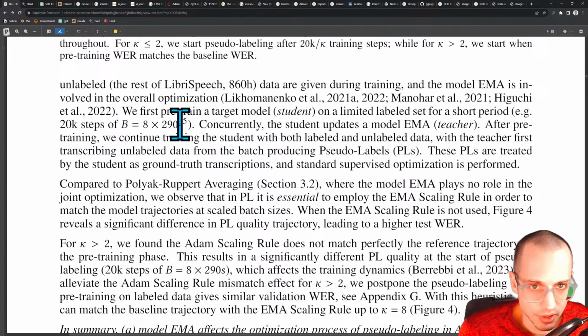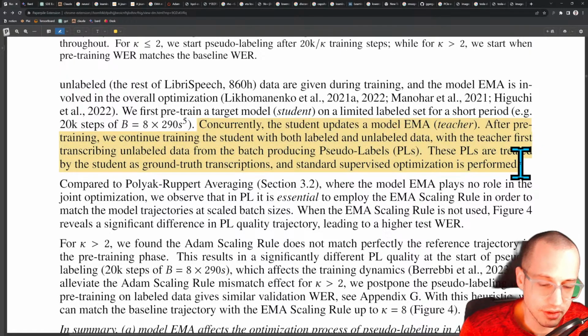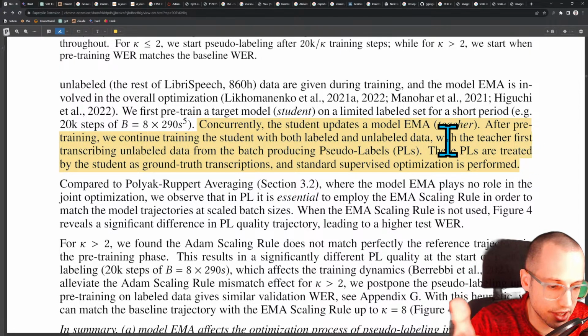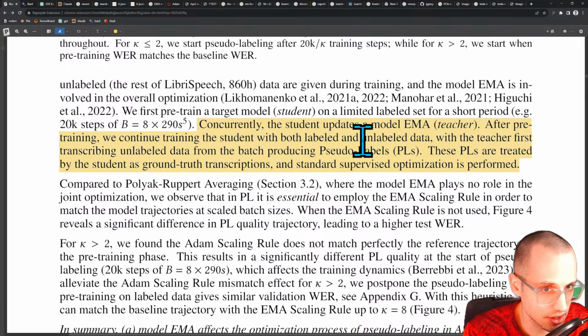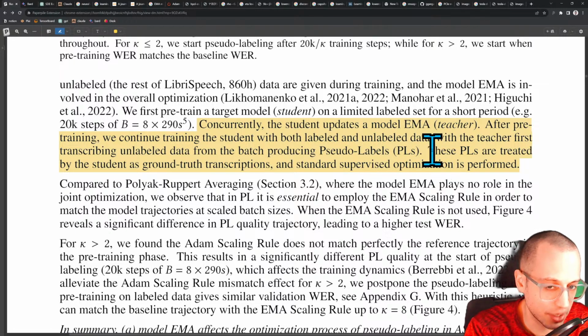Okay, blah, blah, blah. Student updates and model EMA. After pre-training, we continue training the student with both labeled and unlabeled data. The teacher first transcribes unlabeled data from the batch, producing pseudo-labels. So this is the pseudo-labeling that they were describing, where the teacher, which is the exponential moving average, labels unlabeled data. So you're going to have some images that don't have a class. Maybe you have an image and you know that this image is a cat, and then you have another image and you don't know what that image is. So you feed that image into the EMA model. The EMA model will tell you this image is a cat, and then you feed it as if it was labeled by a human or a ground truth label into the student.